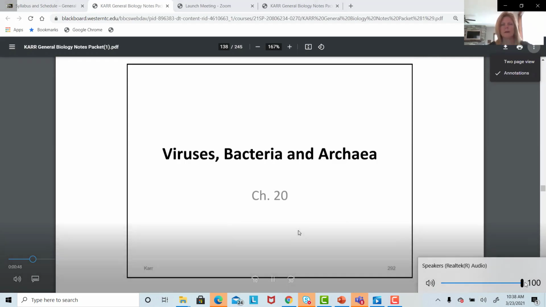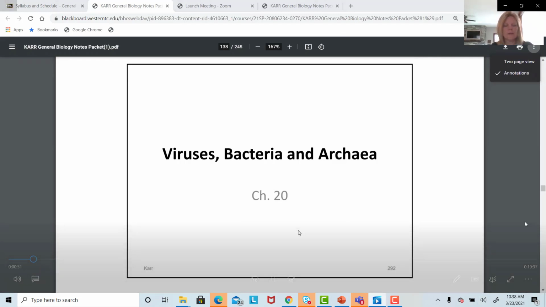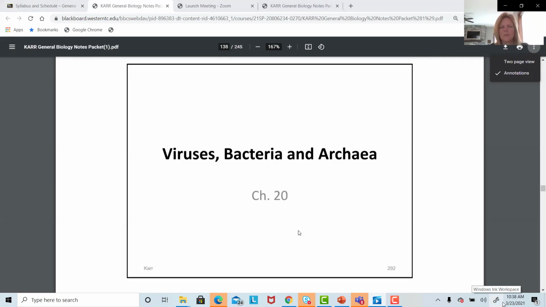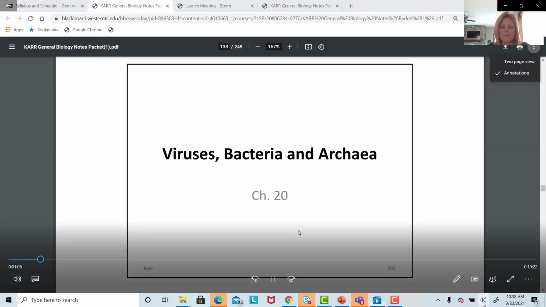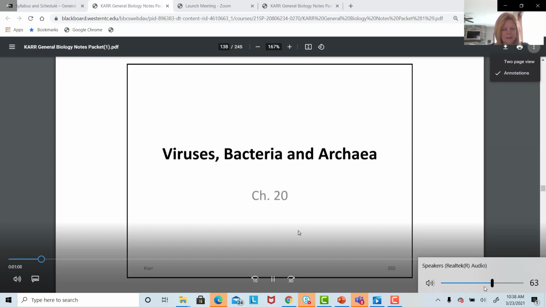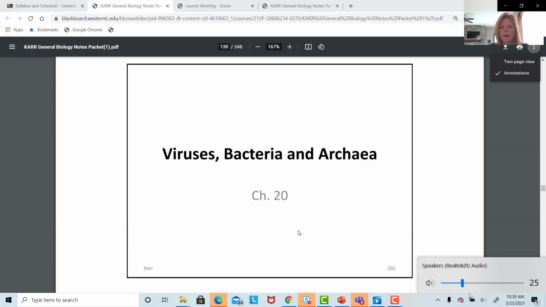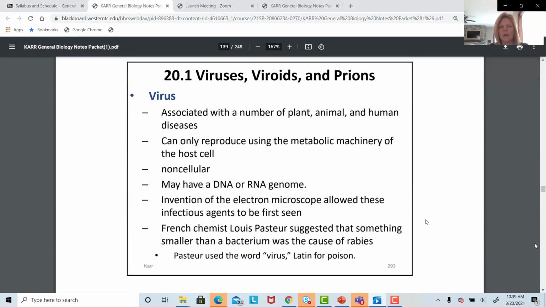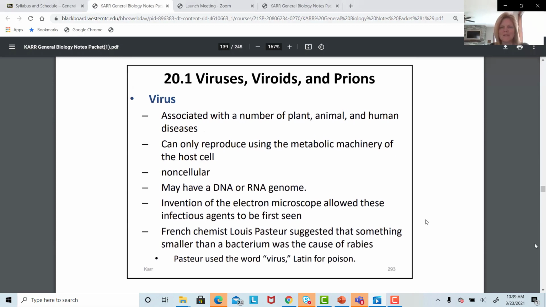Viruses, bacteria, and archaea. So we're getting into our first group of organisms. The bacteria and the archaea are actually living organisms that can survive in the environment. But before we get into that, we're going to talk about viruses. Viruses are a very unique group in the sense that they cannot live outside of another host cell, and we'll talk about that. So let's talk about some basic characteristics of viruses.